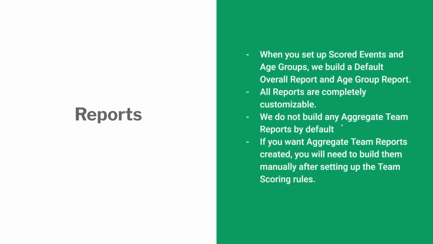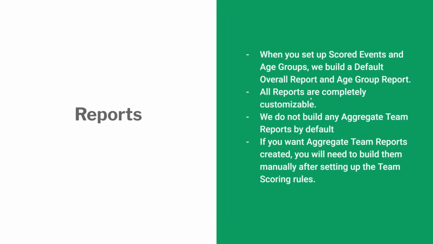So I've been talking a little bit about default reports there. What you have to understand with the way that RaceDay scoring works is that we set up a bunch of default reports for you. When you set up scored events and age groups, we build a default overall report and a default age group report, just so you don't have to do them all manually. We give them to you with some preset column headers, and we make some assumptions about what you want to see in there, but we always give you the ability to customize everything.